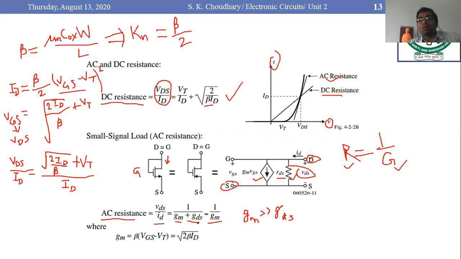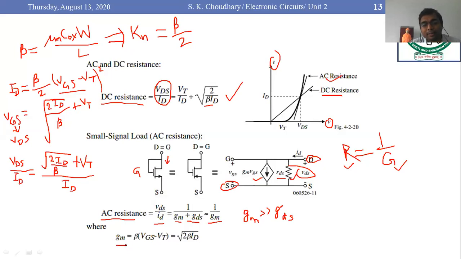Now someone may have the doubt why gds is neglected, how gds is very much small. We have learned in the first unit that a MOSFET offers, for the ideal case, infinite output resistance, and for the practical case a very large value of output resistance. So 1 upon infinite is nearly 0, or suppose it is a very large value, so again it is very small when you represent this in terms of conductance. That's why you can consider it negligible.